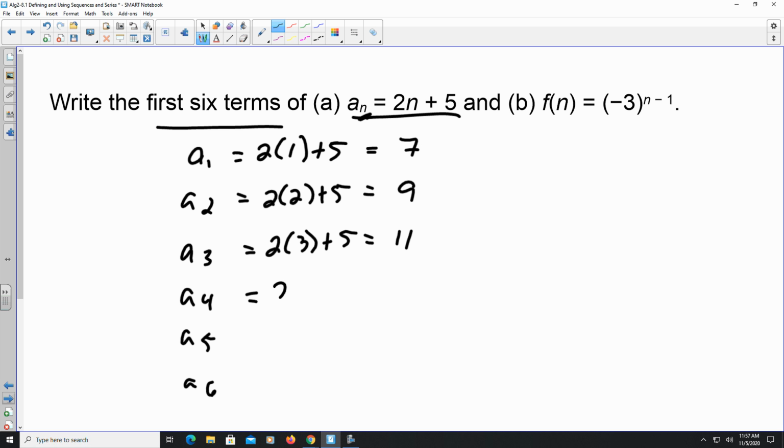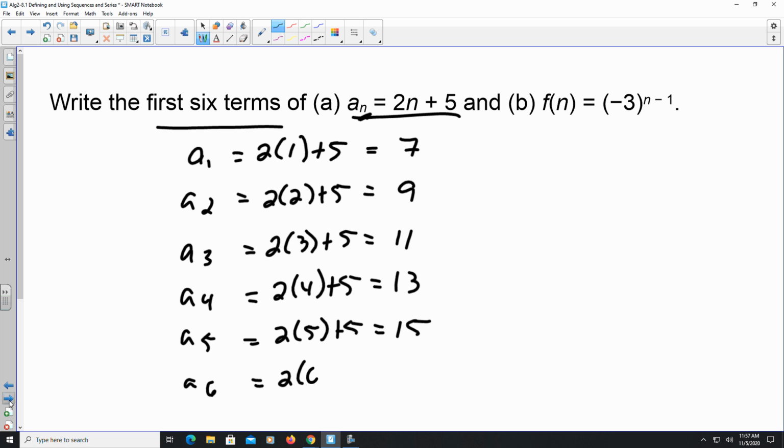With a sub 4, I got 2 times 4 plus 5. That is going to be equal to 13. Here I got 2 times 5 plus 5. That's going to be equal to 15. And then finally 2 times 6 plus 5 is going to be equal to 17.